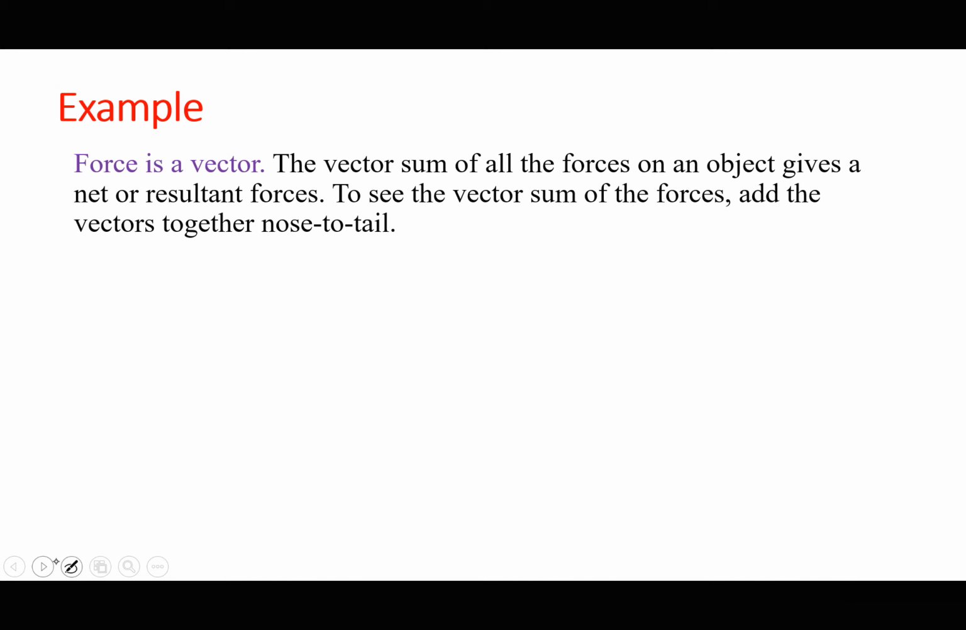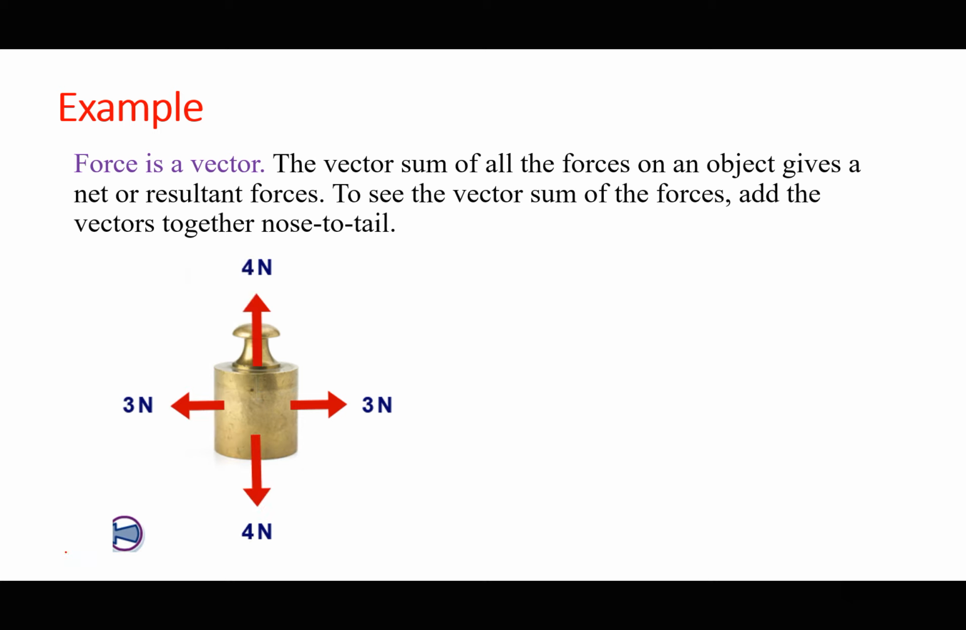To see the vector sum of the forces, we normally add the vectors together, nose to tail or head to tail. For example, consider four forces acting on a mass as shown in the figure below. We have 4 newtons upwards, 4 newtons downwards, 3 newtons to the left, 3 newtons to the right. So we join these vectors head to tail, and if they form a perfectly closed shape, we say that the resultant of these forces is zero. So the forces are said to be balanced.